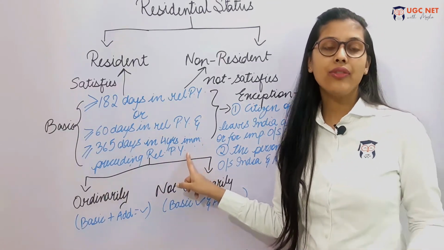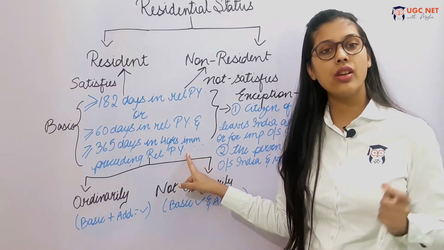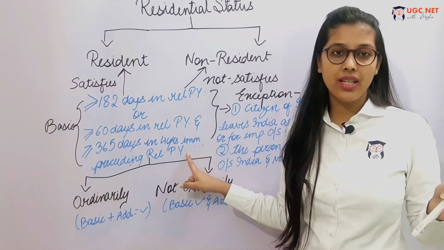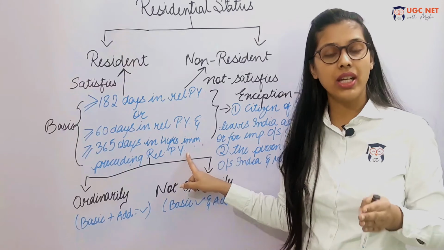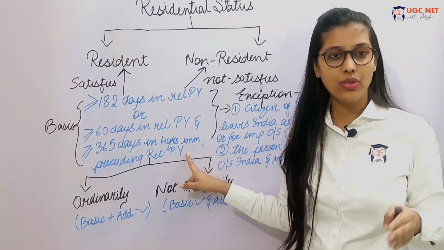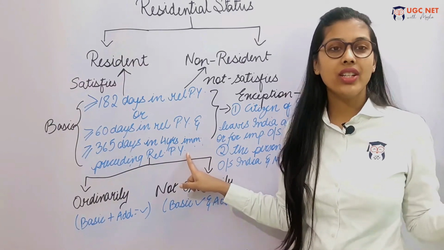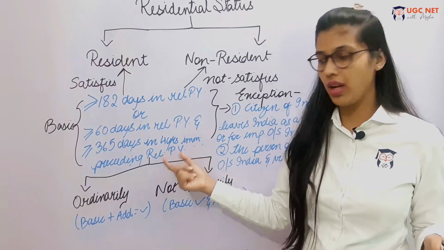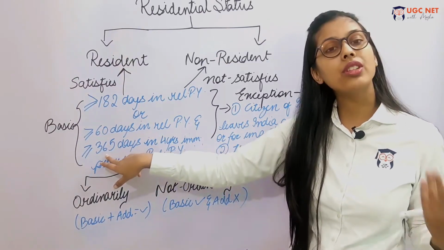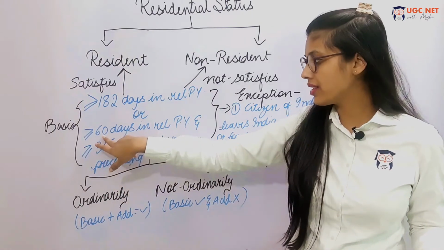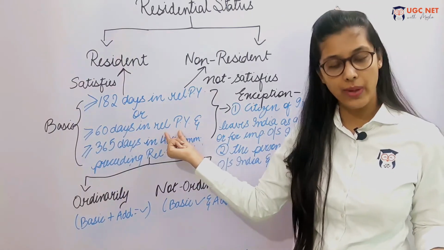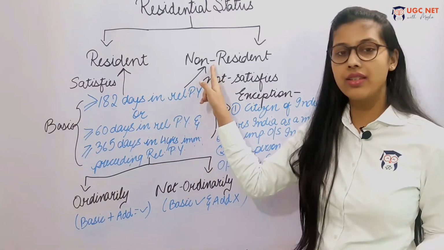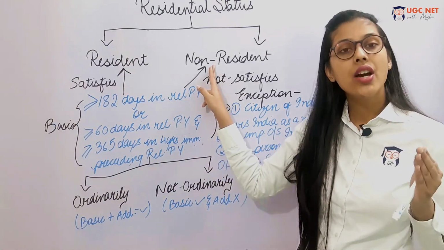For example, if the question says that the previous year is 2020-21, then the 4 years immediately preceding 2020-21 would be taken into consideration, that is 19-20, 18-19, 17-18 and 16-17. So for these 4 years, if he had stayed for more than 365 days along with 60 days of stay in 2020-21, then he would be considered as resident, otherwise he would be considered as non-resident.